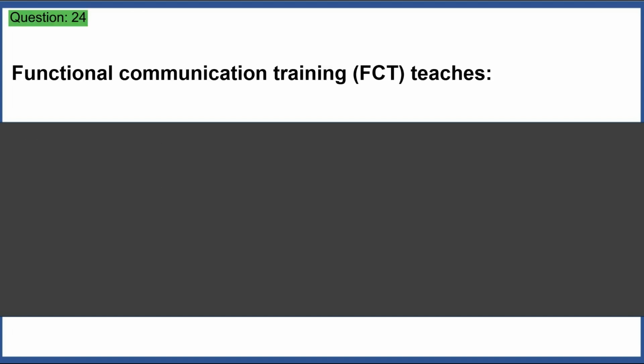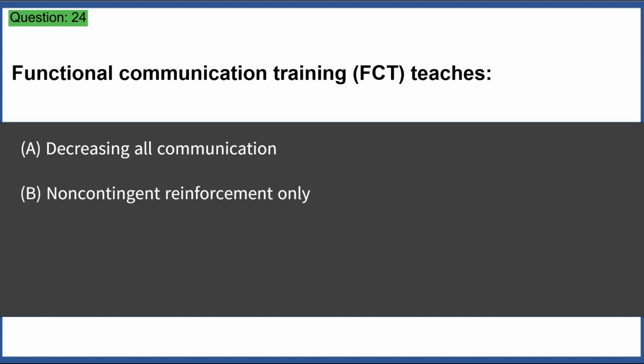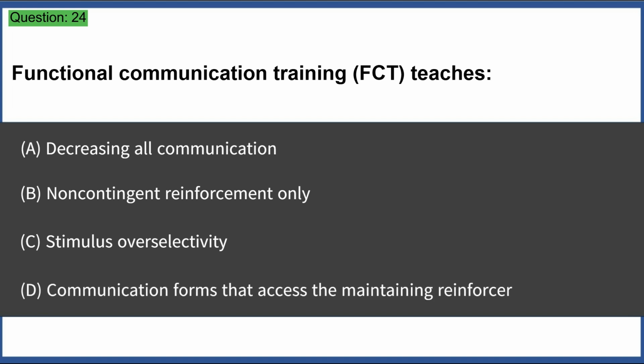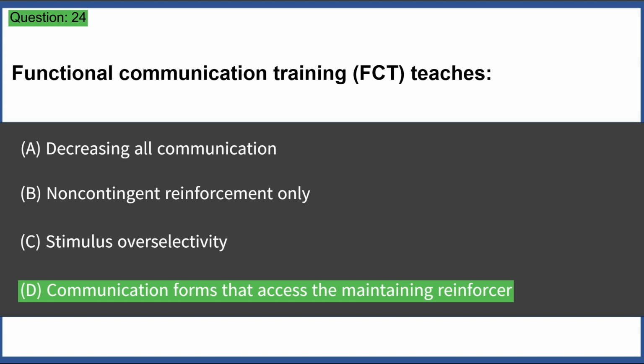Functional communication training, FCT, teaches A. Decreasing all communication. B. Non-contingent reinforcement only. C. Stimulus over selectivity. D. Communication forms that access the maintaining reinforcer. Answer D. Replace problem behavior with functionally equivalent communication.